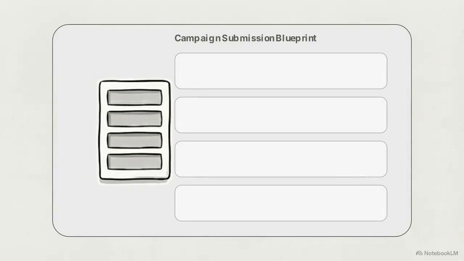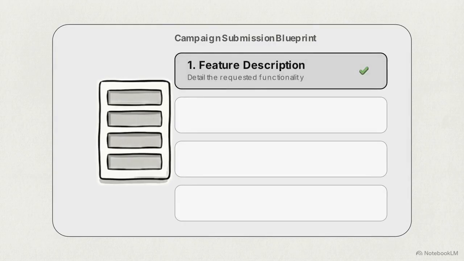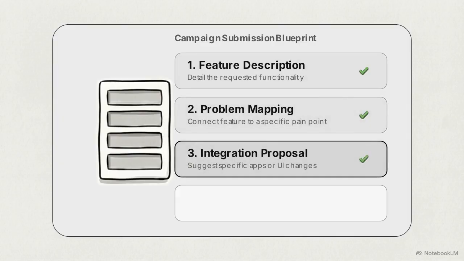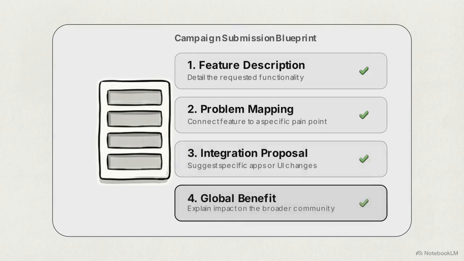With your problem identified, you must expand it into the campaign's required 4-part structure. First, provide a clear description of the requested feature. Second, map the new feature directly back to the problem. Third, suggest a specific integration. Finally, explain how this solution benefits the global user base.